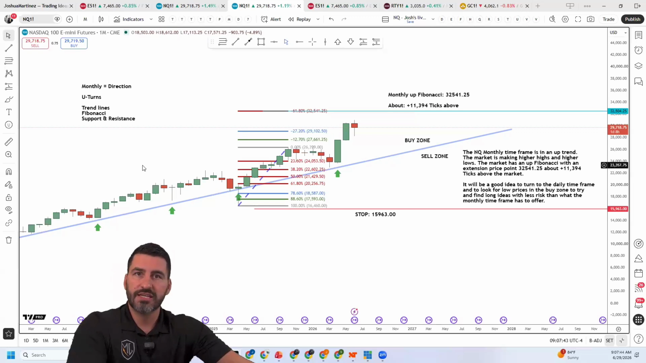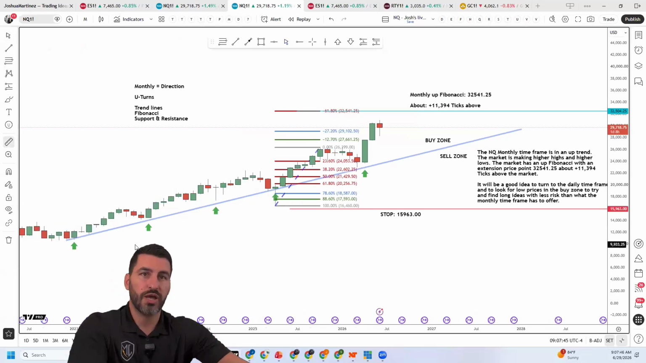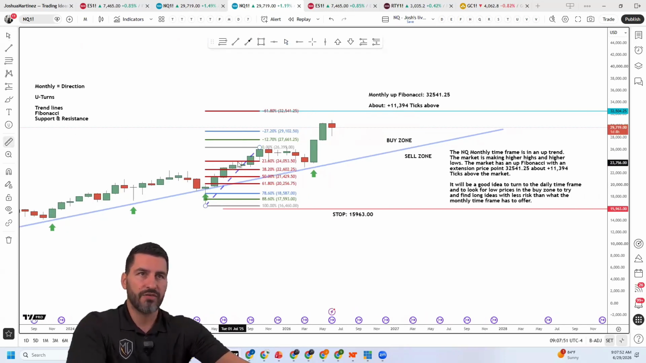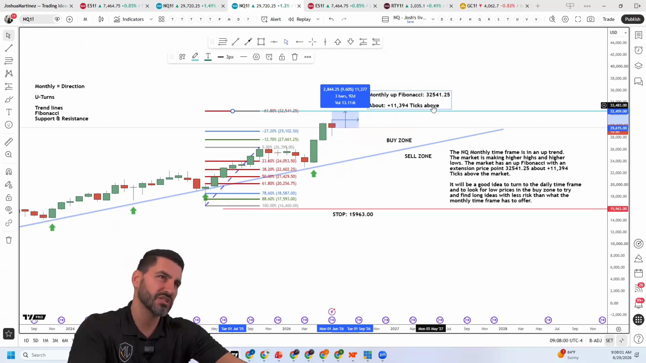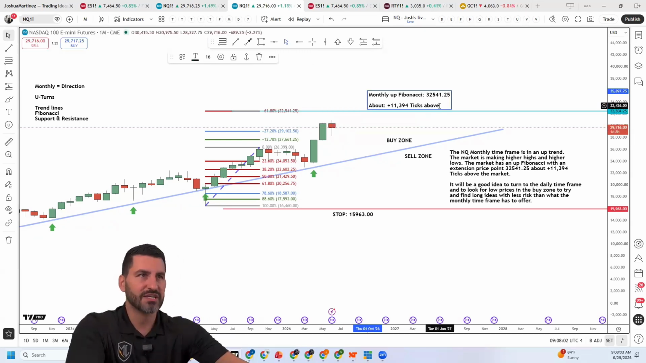So this is the NASDAQ 100 monthly time frame. We do have an uptrend. The market is making higher highs and higher lows. Buyers are currently in control. We do have a 236 retracement, making the extension the 1.618. If we were to measure from where we currently are right now to that target, it's about 11,377 ticks above the market.